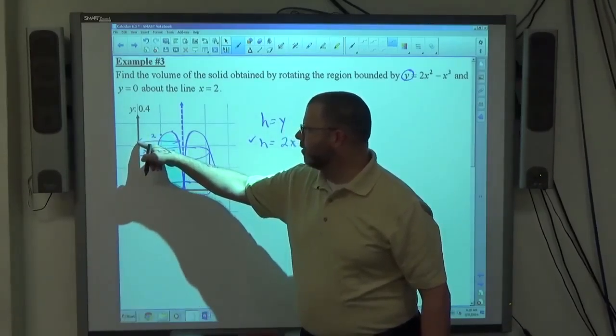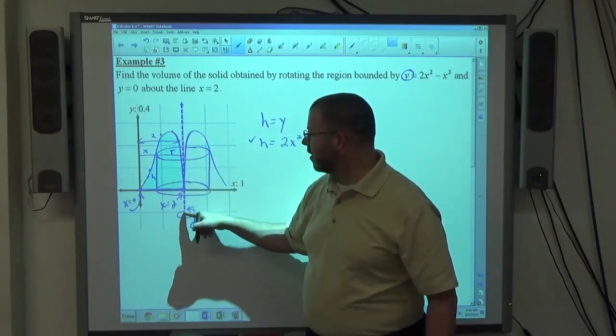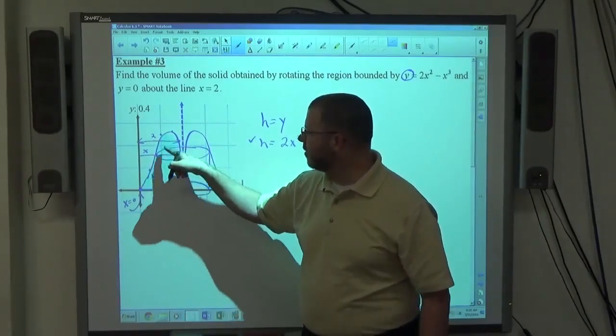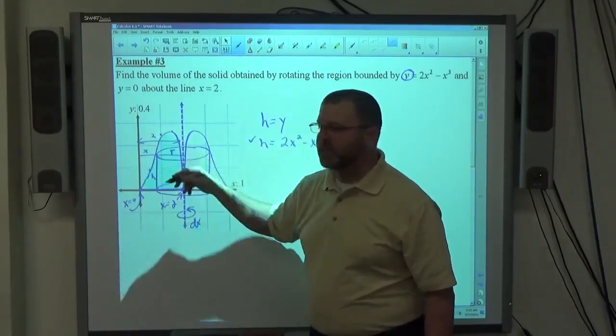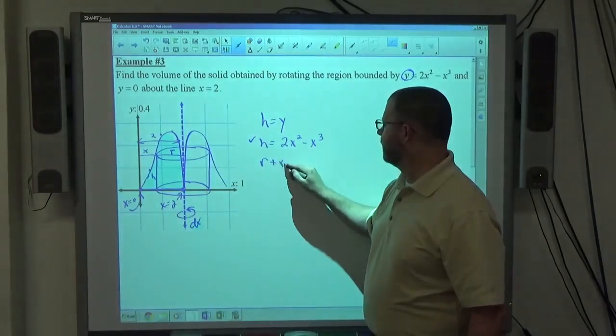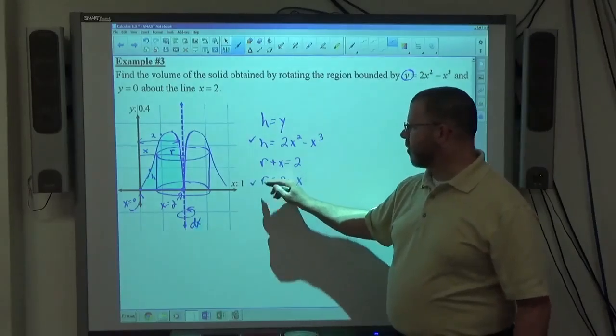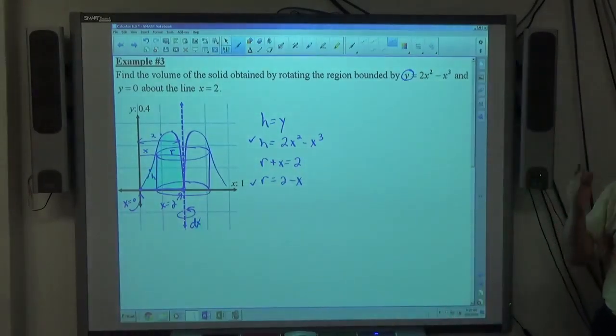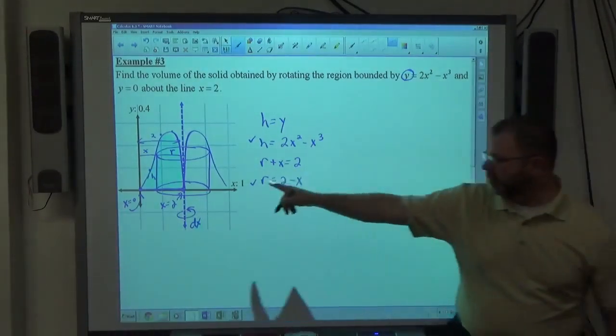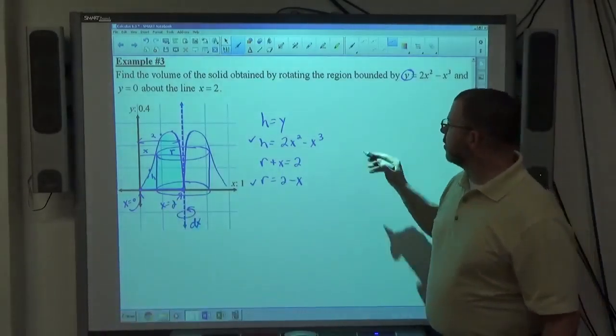From the y-axis to the axis of rotation, which is x equals 2, that distance is always 2. So I can see very clearly that r plus x has to equal 2, which means r is going to equal 2 minus x. There's my radius in terms of x. I've got my height in terms of x. I've got my x interval. So now I can create my integral.